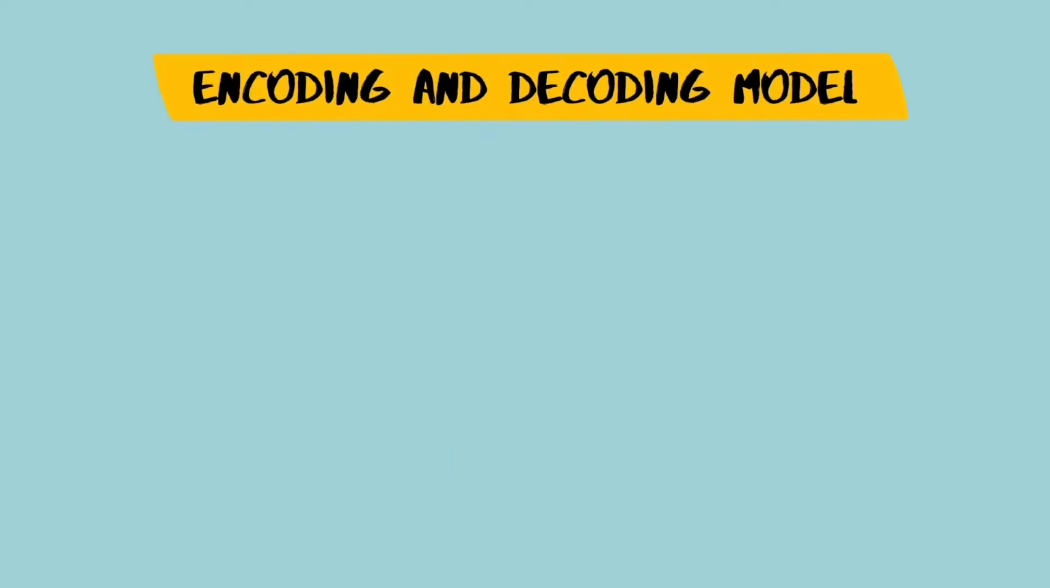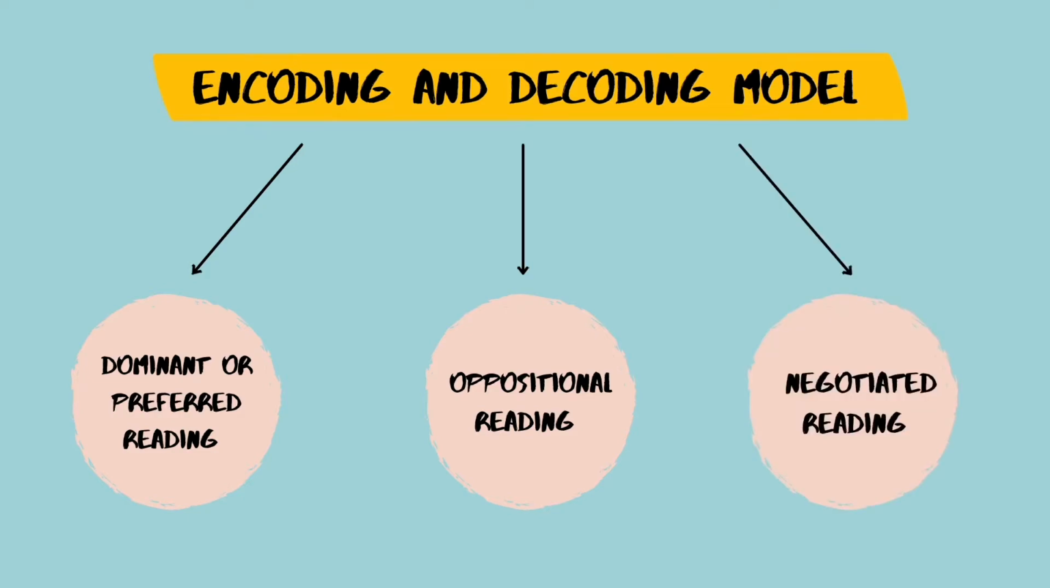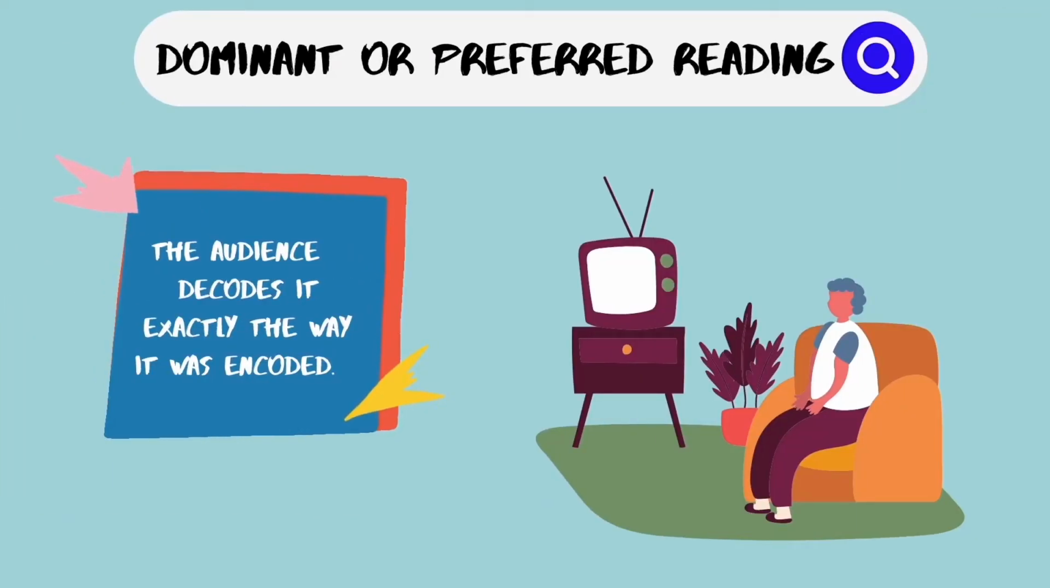On the basis of this, Stuart Hall's encoding and decoding model of communication consists of three different ways of decoding media text. The first one is the dominant or preferred reading, the second one is the oppositional reading, and the third one is negotiated reading. Dominant or preferred reading is how the producer wants the audience to interpret the media text. In this way, the audience takes the actual meaning directly and it decodes it exactly the way it was encoded.